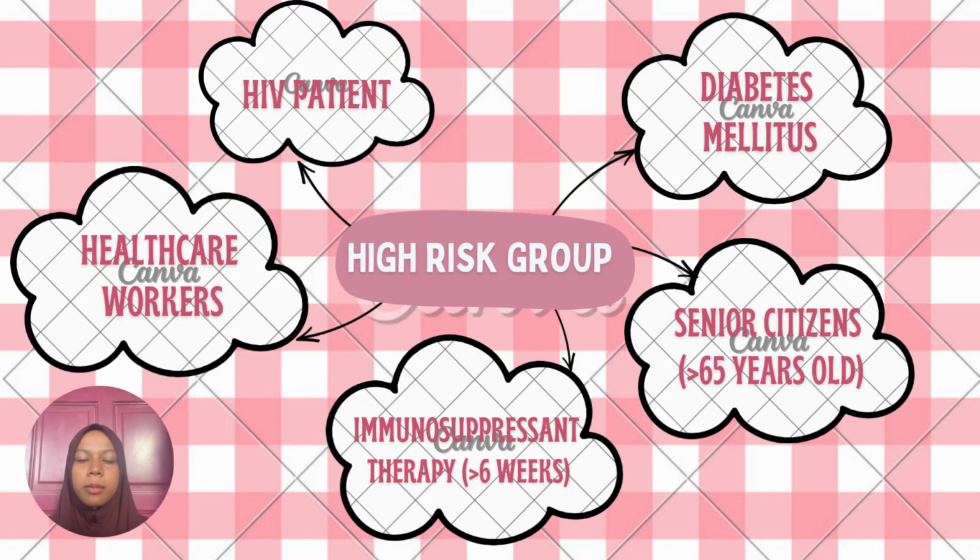Now I will explain about high-risk groups of developing tuberculosis. These include HIV patients, whose weakened immunity makes them more exposed to TB infection, and individuals with diabetes mellitus, where high blood sugar reduces immune cell function. Other than that, long-term immunosuppressant therapy of more than 6 weeks also increases exposure to tuberculosis by weakening the body's defense.